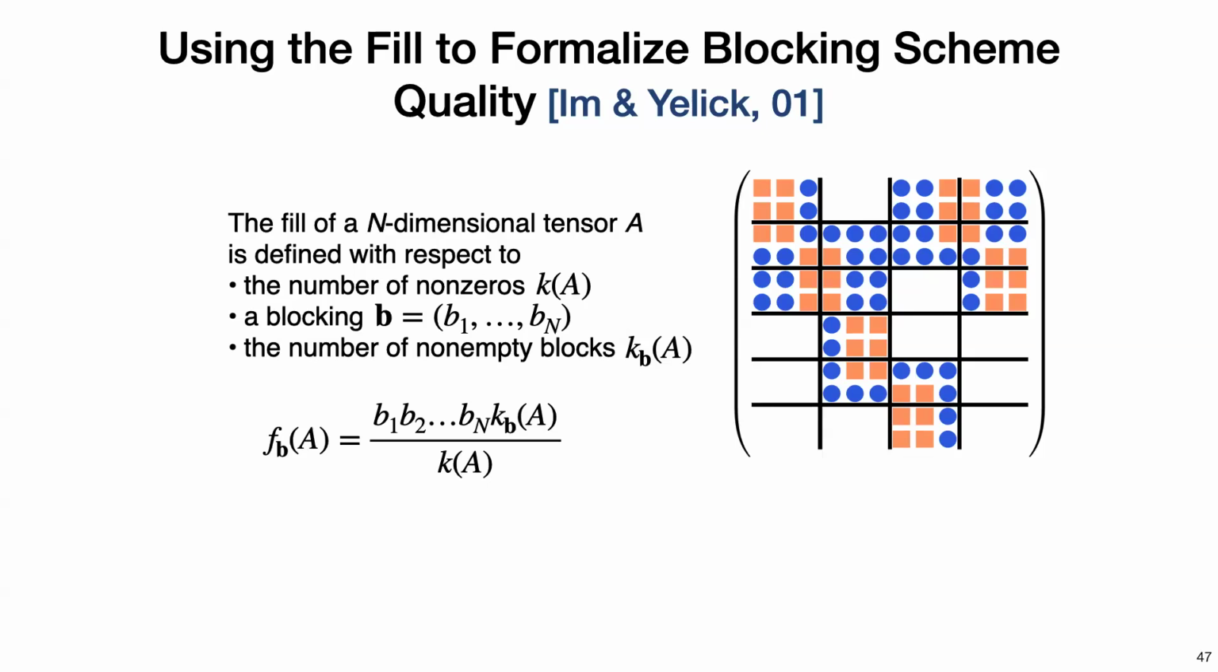In this picture, the squares are non-zeros and the circles are zeros that were filled in. And the fill is just the volume of the block, so this is B1 times B2, up to Bn, times the number of blocks, divided by the total number of non-zeros originally. So this thing on the top is how many elements were stored under the block format. And this thing on the bottom is the minimum number of elements that you would have had to store, because that's the number of non-zeros. And the ratio is the overall space overhead that was introduced due to blocking.